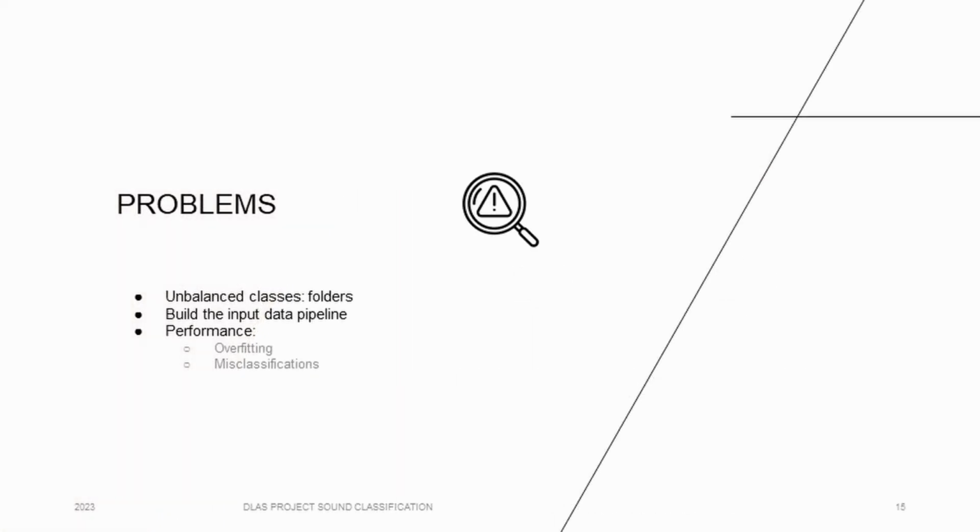During the development of our work, we encountered a few challenges. Firstly, there were limited audio samples in the car horn and gunshot classes. To address this, we divided the dataset based on folders. Secondly, we faced difficulties in building the input data pipeline. We treated the audio and labeling as numeric vectors using one-hot encoding. Finally, we observed phenomena like overfitting and misclassifications when evaluating the model's performance. However, we can say that according to the evaluation we have carried out, the performance of our model is very good.